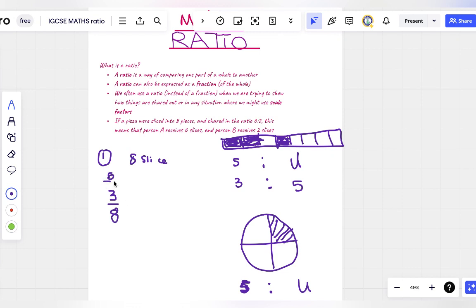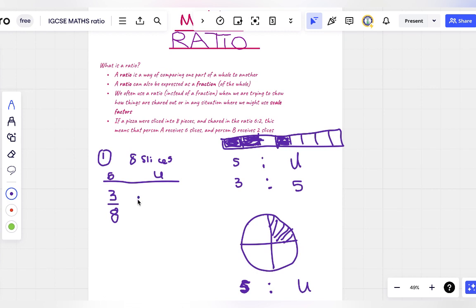Why did we say that? Because there are 8 altogether. There are 8 slices altogether. So the shaded slices are 3, and altogether is 8. So you say 3 over 8, 3 out of 8.